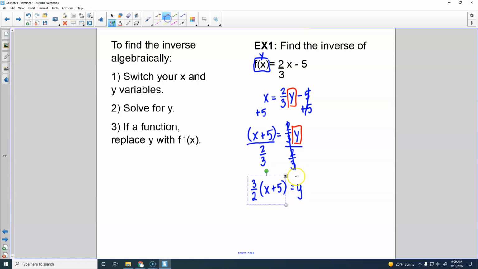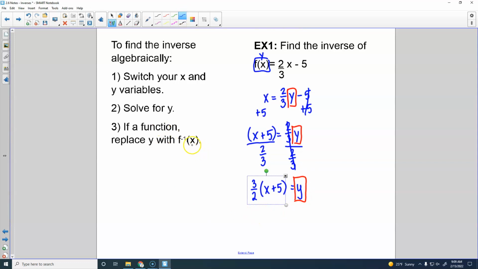And so here is our y all by itself. So we have solved this. You sometimes might see that 3/2 distributed. Sometimes it might be left. It just depends on what the answer choices look like, right? So I might leave it like this. I might distribute it. What I won't do is put both answer choices. So it might look like this.